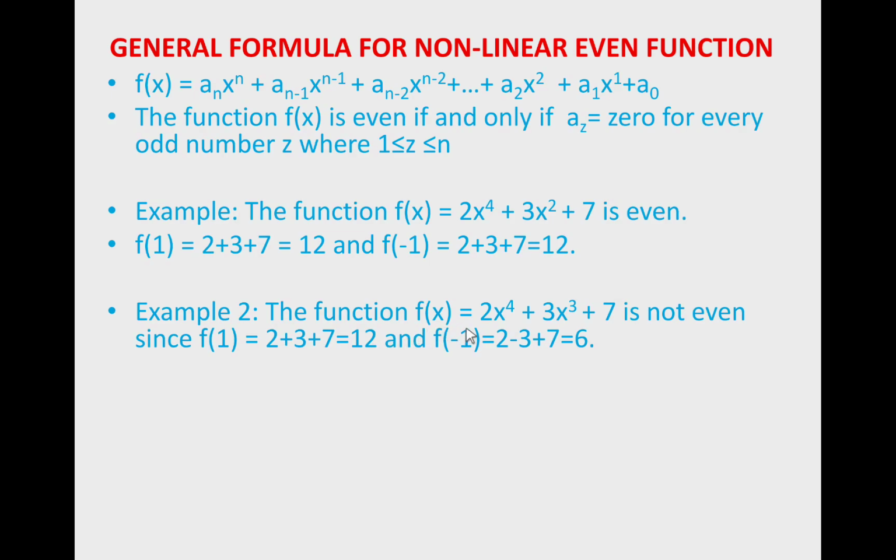But then here is the difference. If we plug in minus 1 here, then we will have 2 times minus 1 to the power 4, which is equal to 2. But 3 times minus 1 to the power 3 will give us 3 times minus 1, which is minus 3, so negative 3, plus 7, and that will give us 6. So the results are not equal, and that means f of 1 cannot be equal to f of minus 1. And that proves that this function is not even.